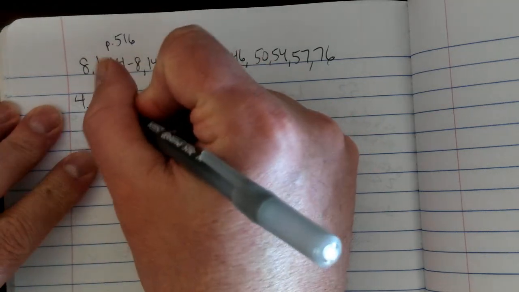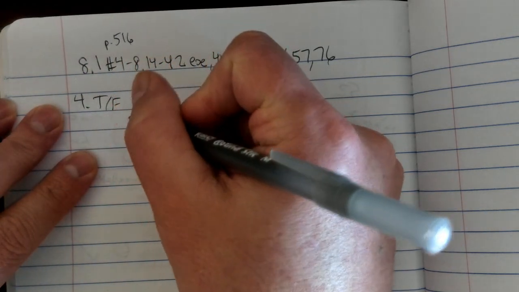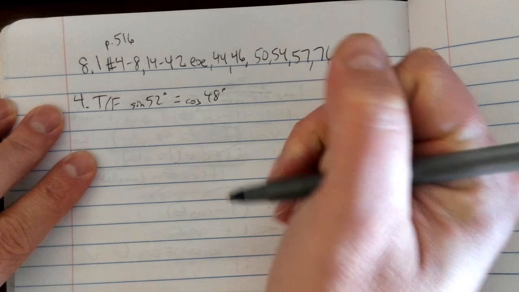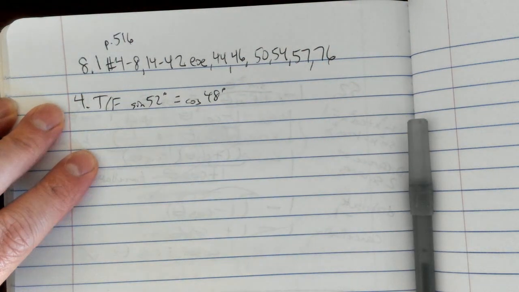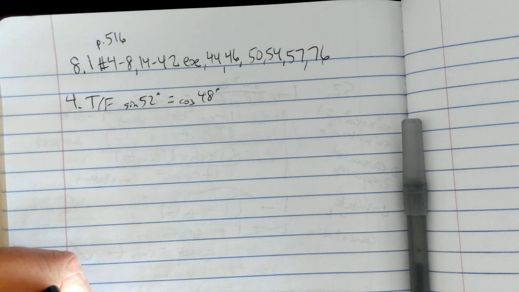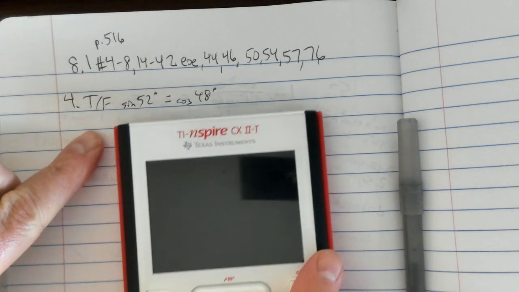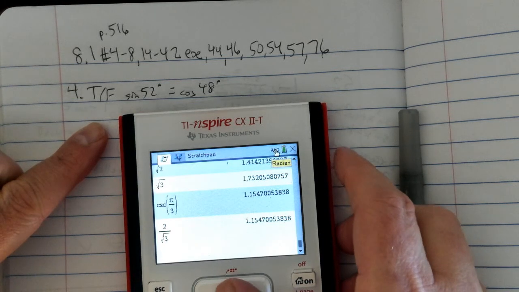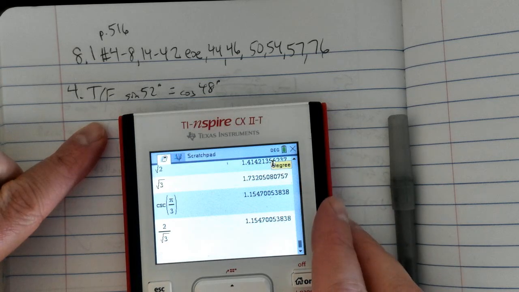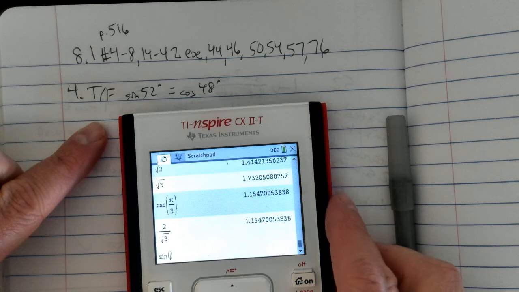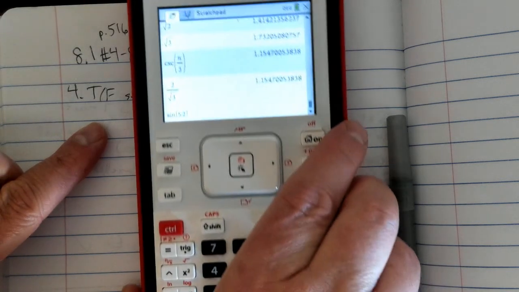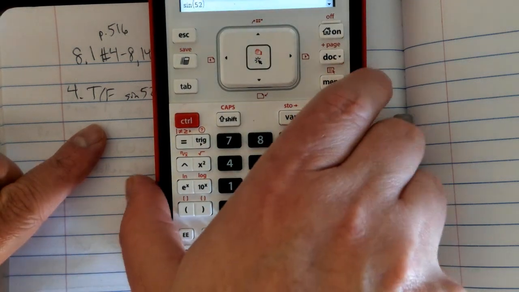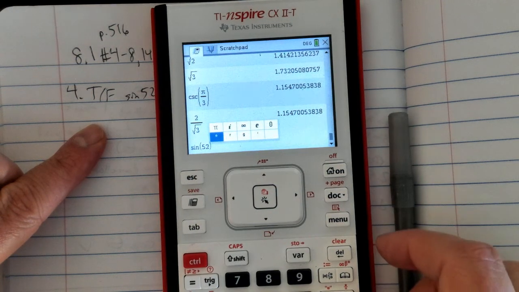Number 4 is a true or false question, and it says sine 52 degrees equals cosine 48 degrees. So what you would do, go to your calculator, make sure you're in degree mode. So click right there, and then you do sine 52. Or if you didn't switch to degree mode, then remember we could have done the pi button, and then there's the degree symbol.